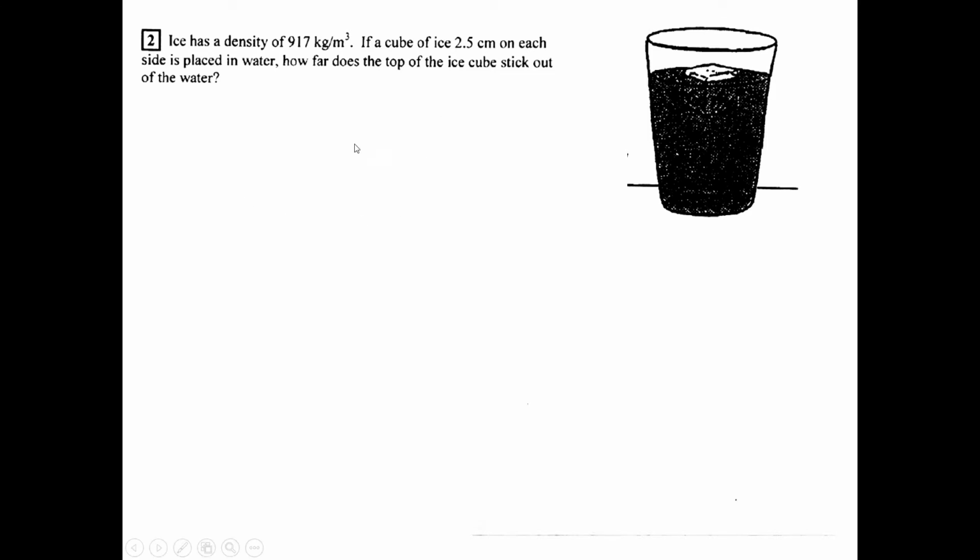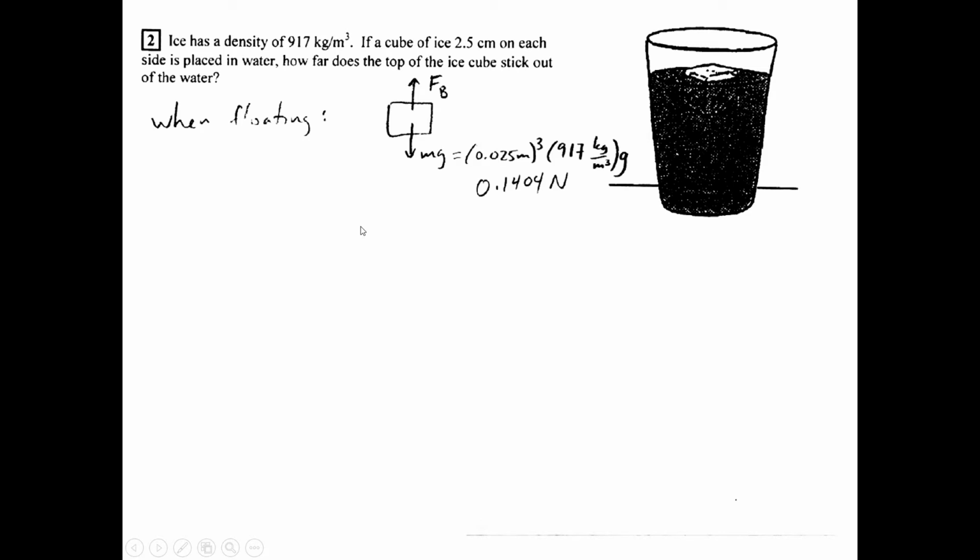Okay, we want to figure out how far the ice cube sticks out of the water. This is a difficult problem if you've never seen an example, so if you didn't get far on it, that's not surprising. So let's do it together. When it's floating like this, it's in equilibrium. It's not going up or down, and so the forces have to balance. What force is going up? The buoyant force. What force is going down? The weight force from the ice cube. Earth is pulling down on it with its mass.